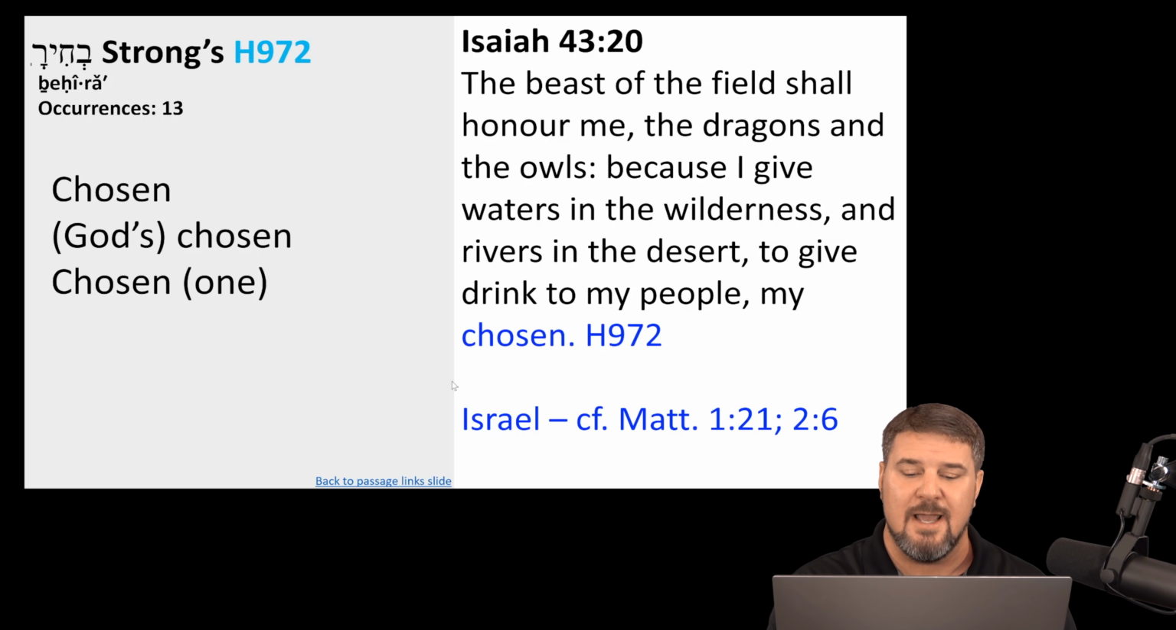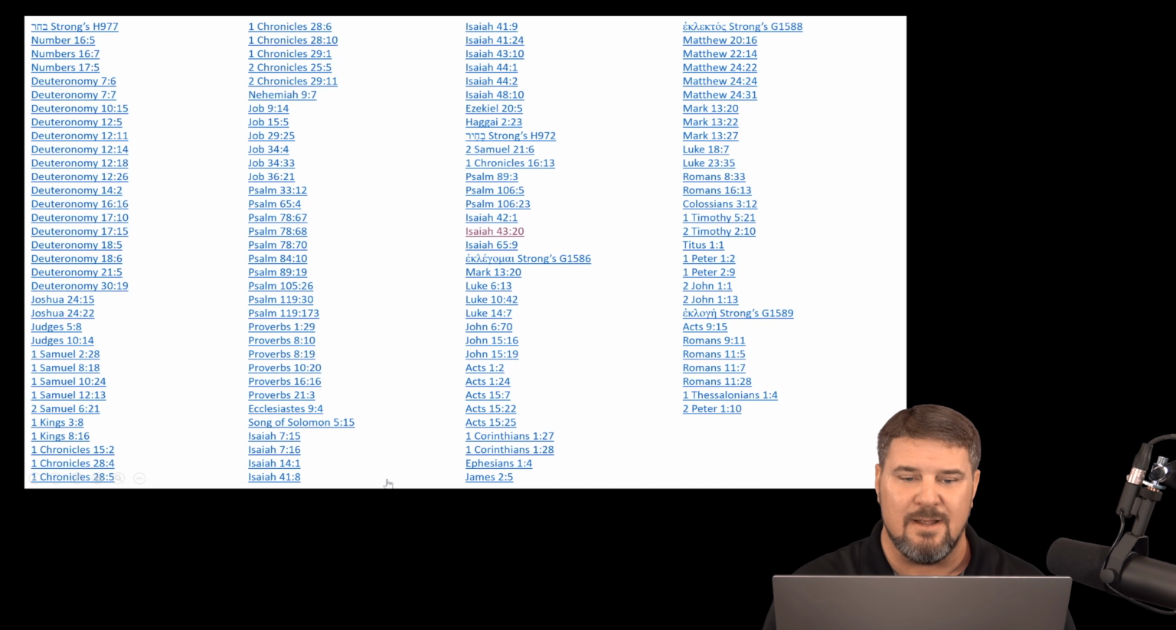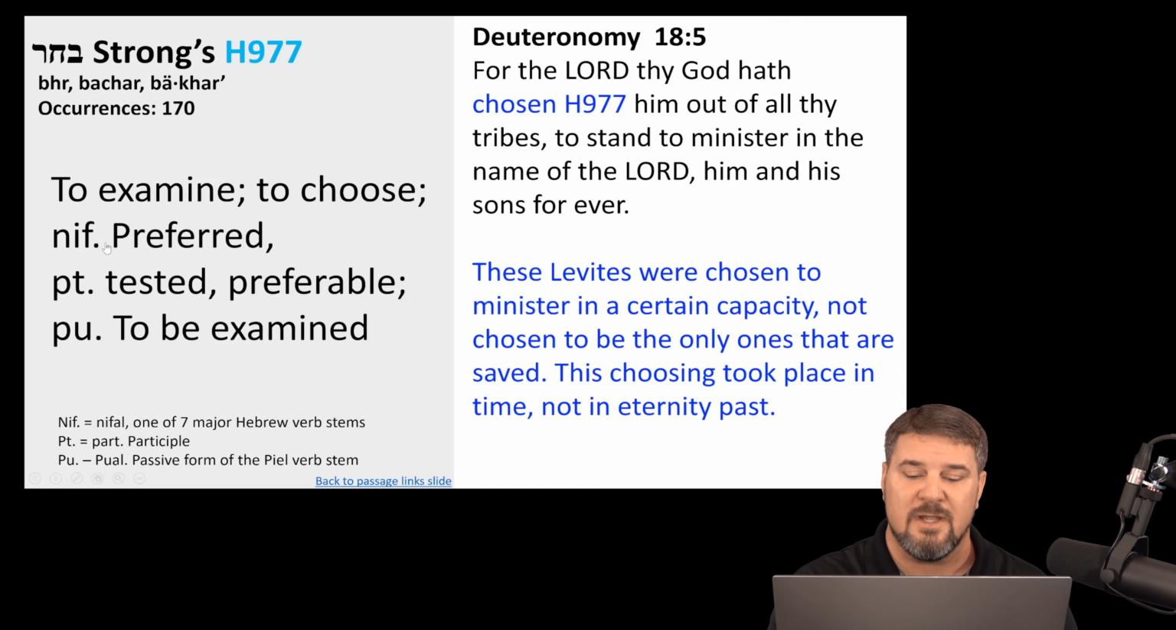Well, I'm done talking about that. Now I want to go back to that verse listing. I just click the link at the bottom of the slide and there it is. So I can pick any one of these and do it the same way. There's Deuteronomy 18:5.